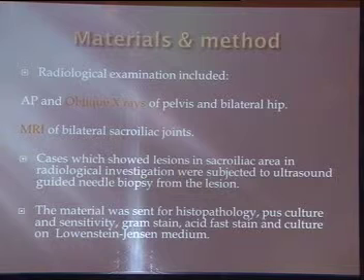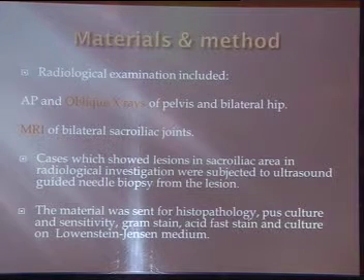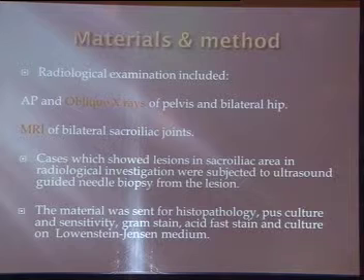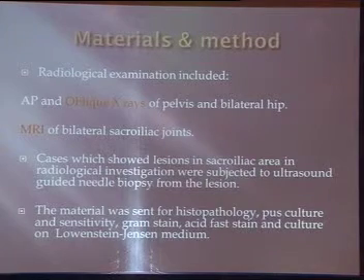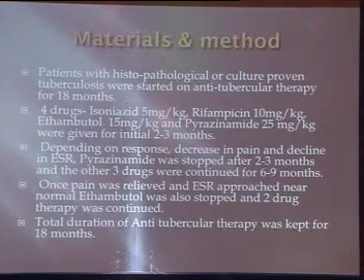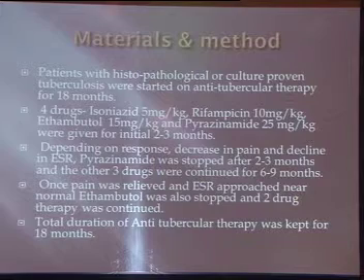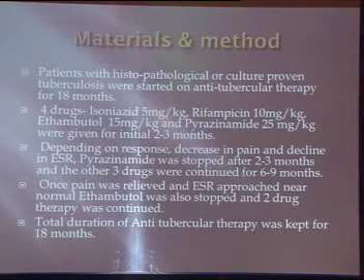Cases which showed a lesion in the SI region in the radiological investigations were subjected to USG-guided needle biopsy of the lesion. The material obtained was sent for histopathological examination, pus culture and sensitivity, Gram stain, AFB stain, as well as culture in Lowenstein-Jensen medium. Patients with histopathology or culture proven tuberculosis were started on anti-tubercular therapy for 18 months.